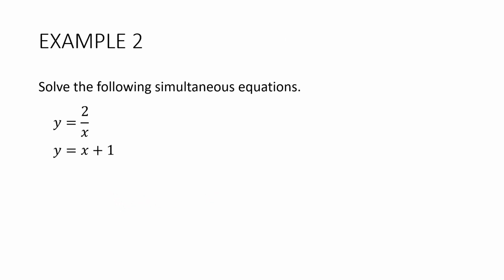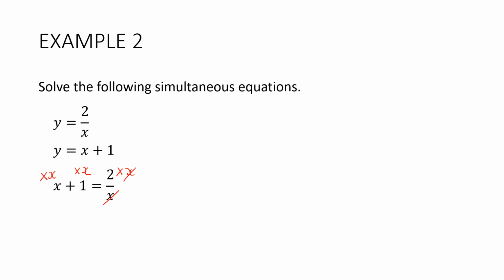Let's try another one. Solve the following simultaneous equations. y equals 2 over x, y equals x plus 1. So I'm going to substitute x plus 1 for y. x plus 1 is equal to 2 over x. Now do you remember how to solve an equation like that? I need to get that x off the denominator, and the way to do it is to multiply every term by x. Like this. And these cancel.